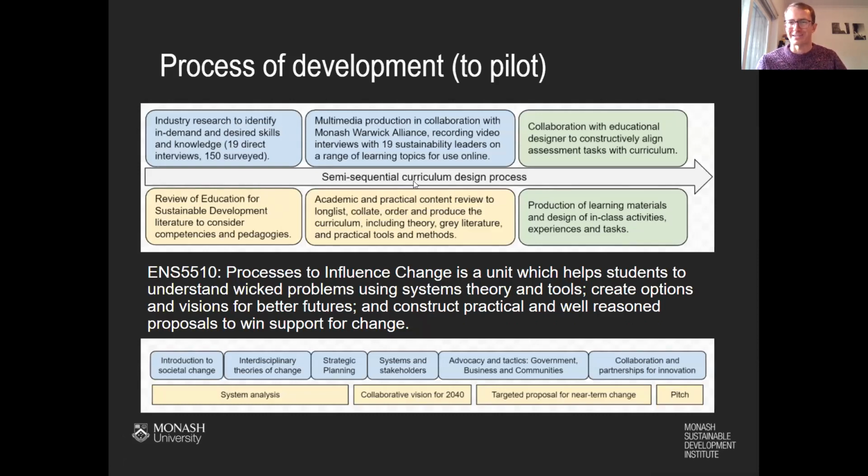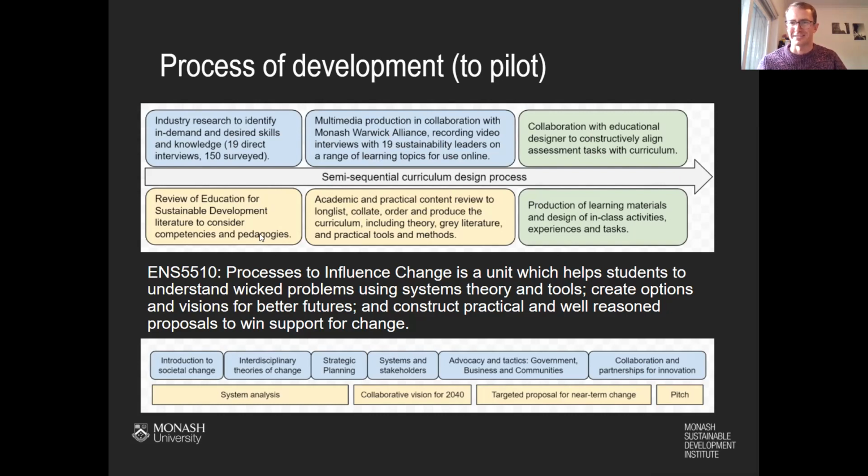This is quite a complex slide and you don't necessarily need to read it all, but essentially we interviewed and did some original industry research to look at what skills and knowledge were desired by those in our ecosystem here within Australia, and hopefully some that were international as well, including in-depth multimedia production with 19 sustainability leaders.